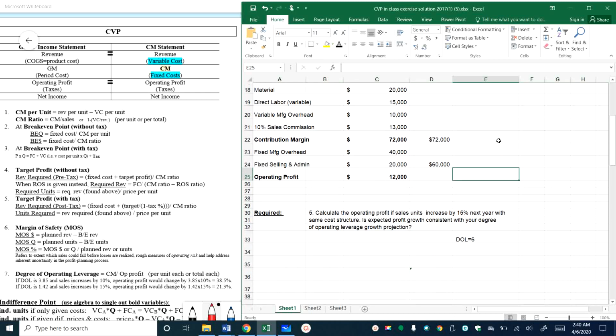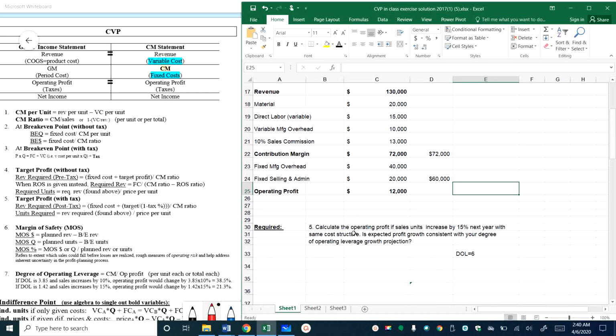Okay, so in this question it says calculate the operating profit if sales units increase by 15% next year, using the same cost structure, and then it asks you to compare that expected growth with your degree of operating leverage. So it wants you to check what would happen if you increase your revenue by 15% and work through all of these. So why don't you try working on that, and then afterwards I'll give you that answer, and then you can try to do it with the degree of operating leverage. So take a second just to solve and see how your profit would change if you increased this by 15%.